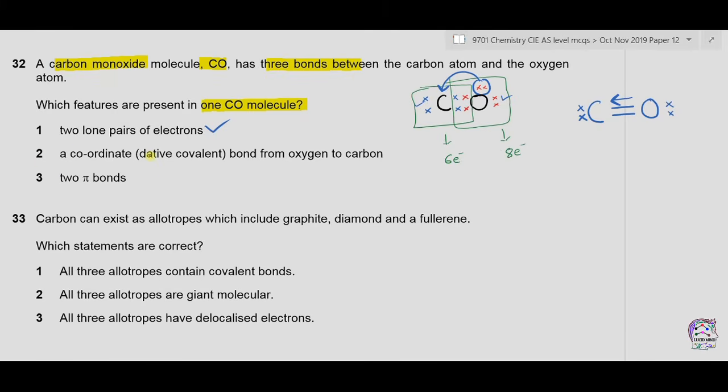Number 2, a coordinate or dative covalent bond from oxygen to carbon atom is present. As we can see that oxygen has donated its lone pair to carbon atom, so therefore option 2 is also correct. In option 3 there are 2 pi bonds. As we can see in the structure, 1 sigma bond is present and 2 pi bonds are present, so therefore 3 is also correct. As all options 1, 2 and 3 are correct, so therefore answer is A.